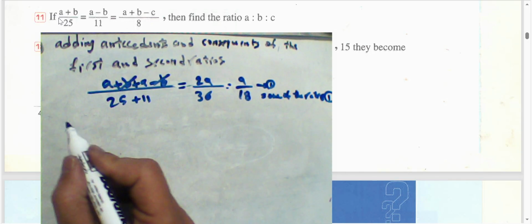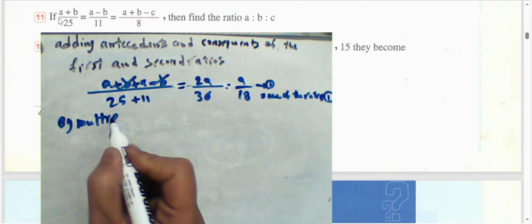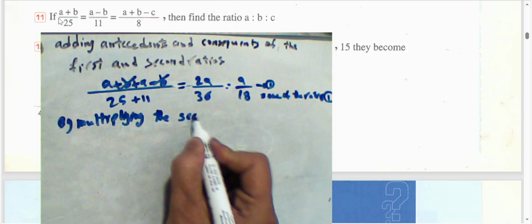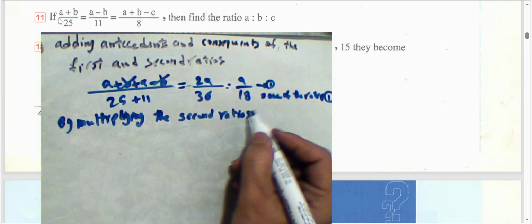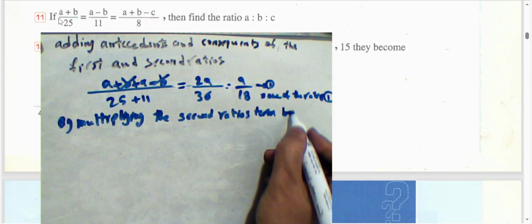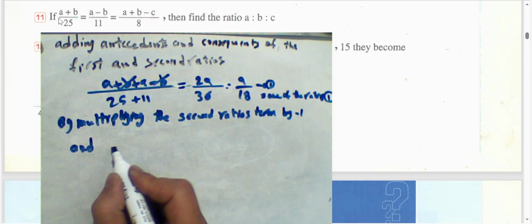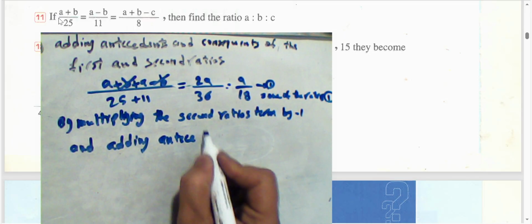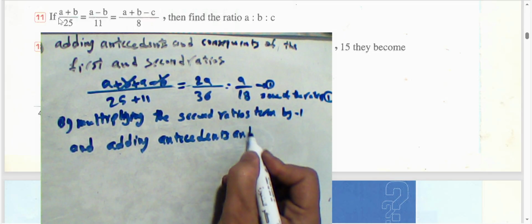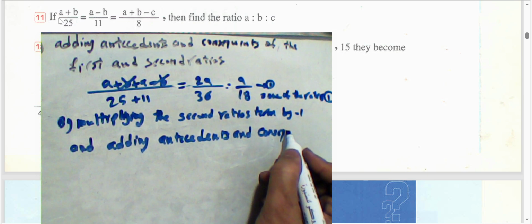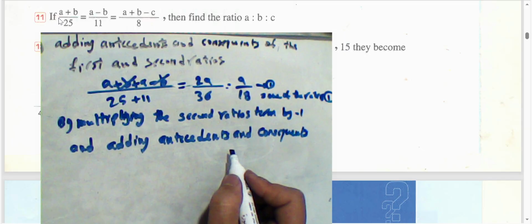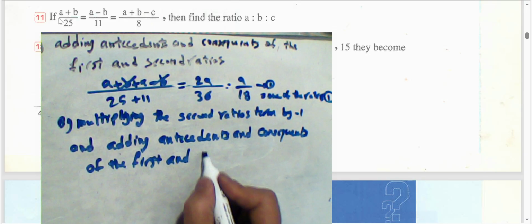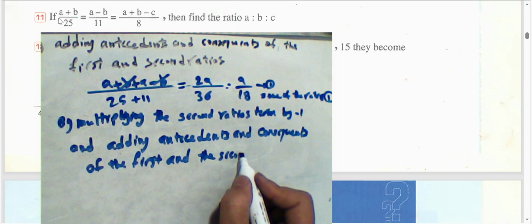Then we can write here: multiplying the second ratio's terms by -1 and adding antecedents and consequents of the first and the second ratio.